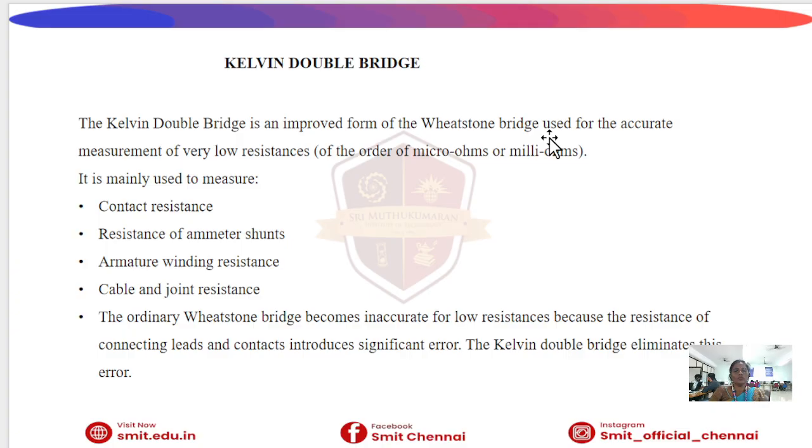Now, let us move on to the Kelvin double bridge. The Kelvin double bridge is an improved form of Wheatstone bridge used to measure very low resistance. It is used to measure contact resistance, cable resistance, shunt resistance, and armature winding resistance. Ordinary Wheatstone bridge is not suitable for very low resistances due to lead resistance error.